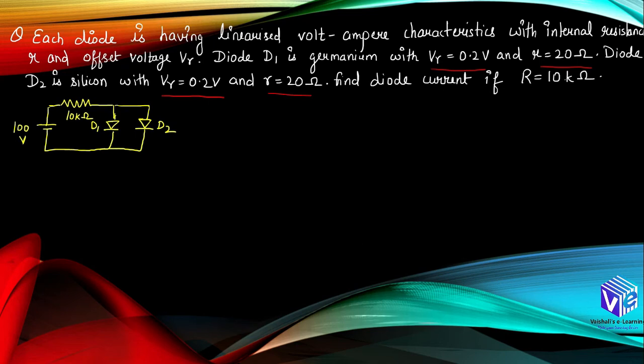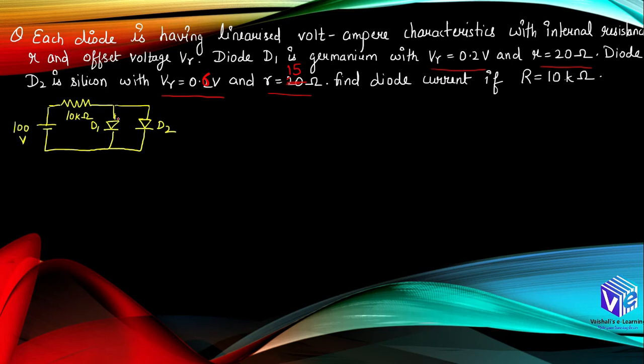Let's take them differently. So for diode D1 we are taking VR to be 0.2 volt and R to be 20, and for diode 2 let's take VR to be 0.6 so that you will understand the difference also. So we will be taking VR to be 0.6 and R to be, let's suppose, 15 ohm, right? So this is how we are changing the question so that you will not get confused about which diode we have taken, right? Now we have to find out the diode current if R is equal to 10 kilo ohm, right?